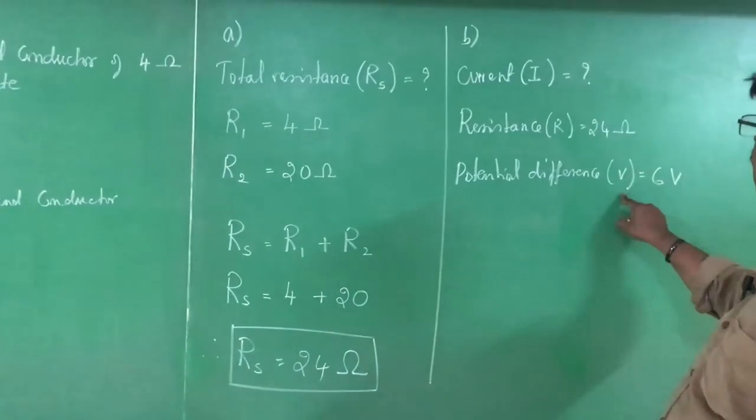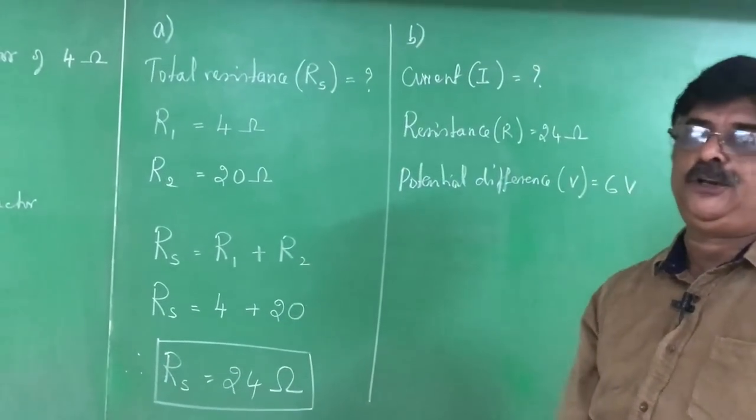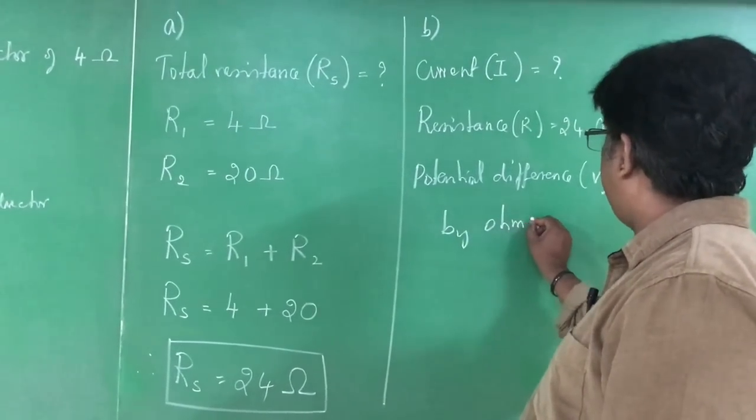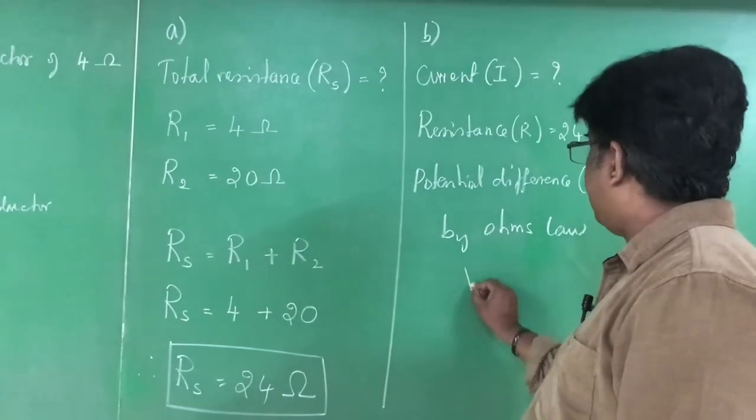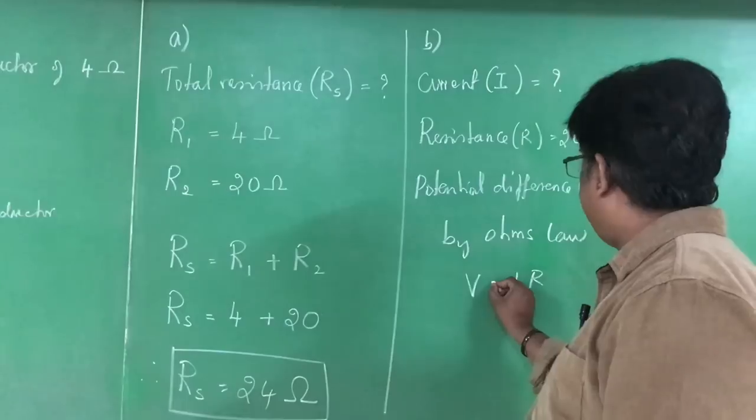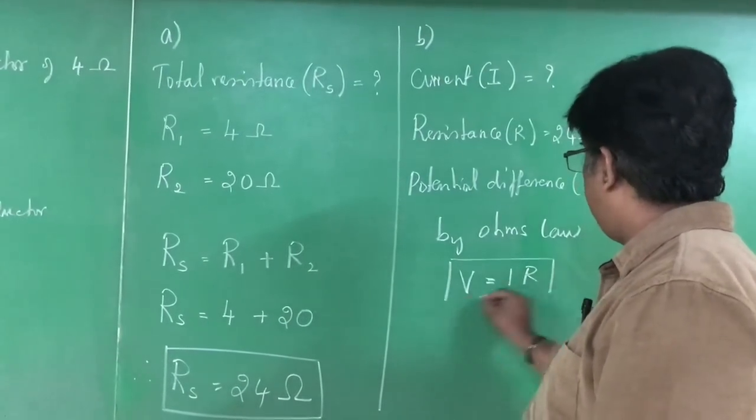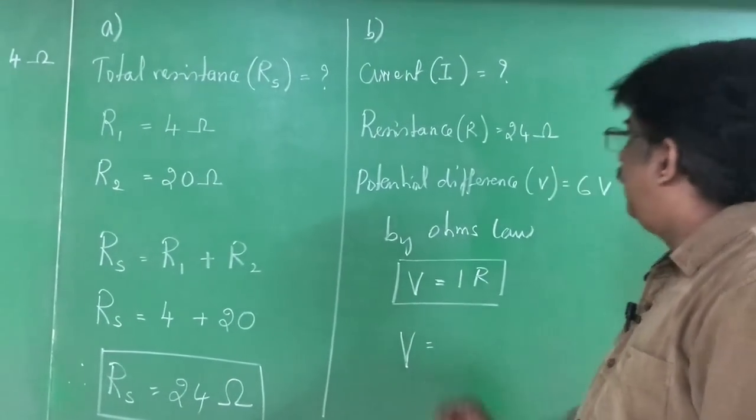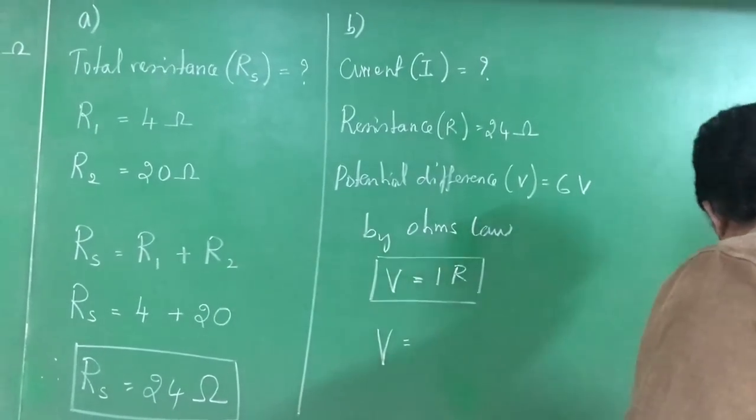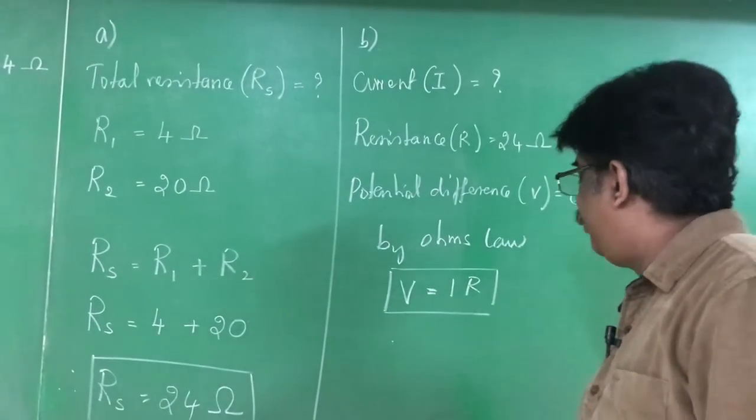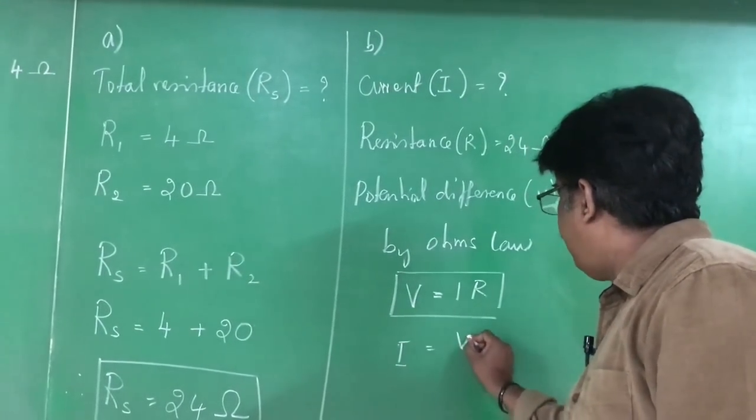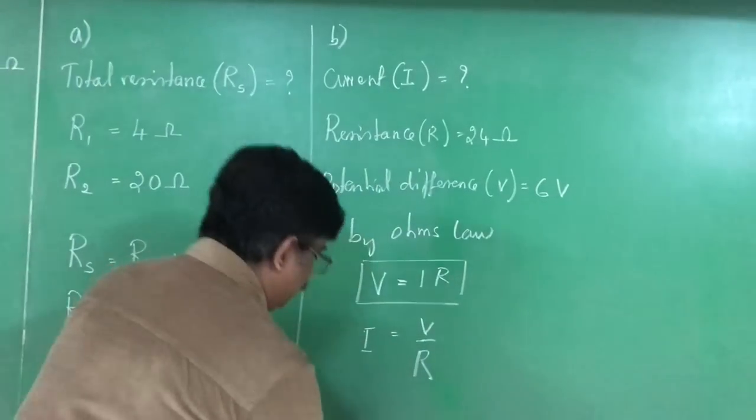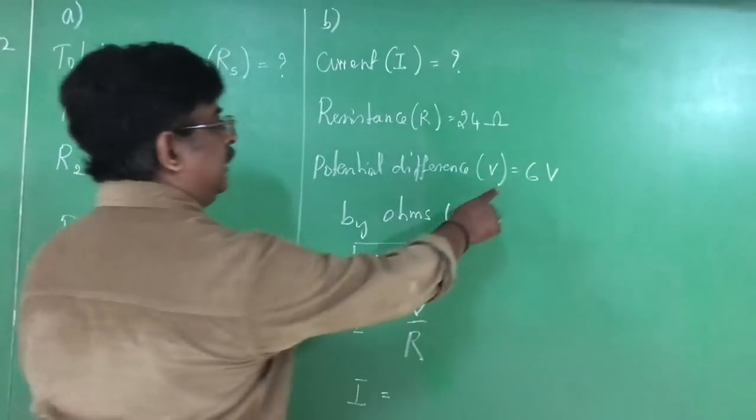See, V, R, I. Which law is it? It is Ohm's law. By Ohm's law, the formula is V is equal to IR. V is equal to IR. This is the formula. I want to calculate, not V, I want to calculate I. Therefore, what I do is, I is equal to V by R. I is equal to V by R. I is equal to, what is V given? 6.